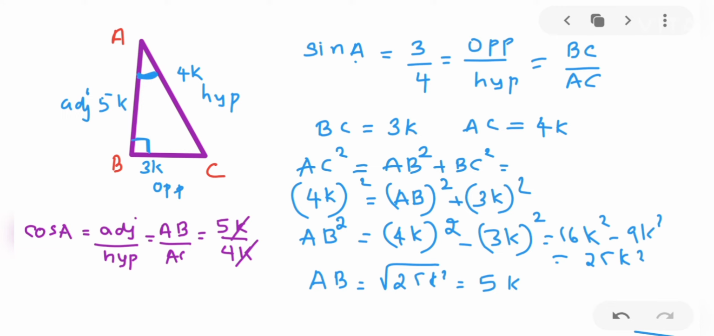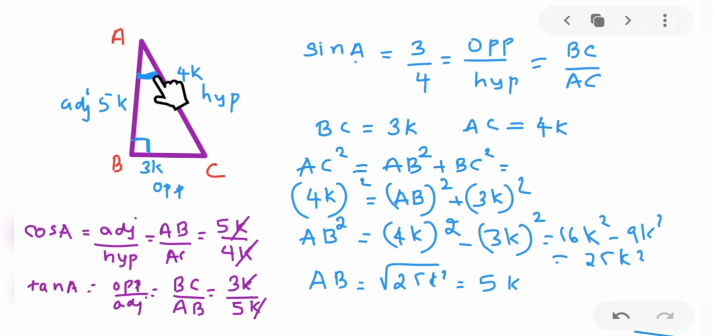Now we have to find tan A also. The tan formula is opposite by adjacent side. Opposite is BC and adjacent is AB, which is 3K divided by 5K. K and K get cancelled and we get the value of tan A as 3 by 5.